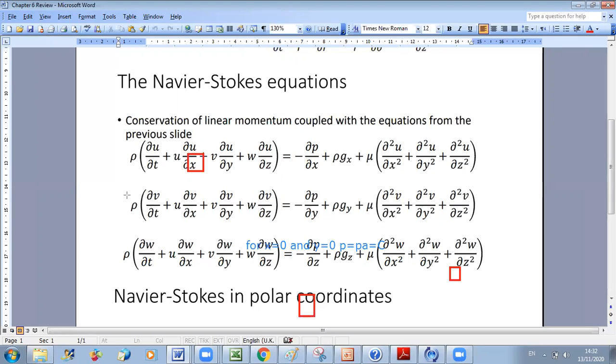And don't forget the rho too. Don't forget this rho: you should multiply u del v by del x plus v del v by del y plus w del v by del z by rho. So you should also multiply your results that we got here by rho. Okay.